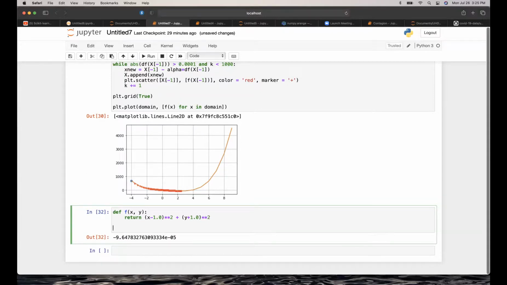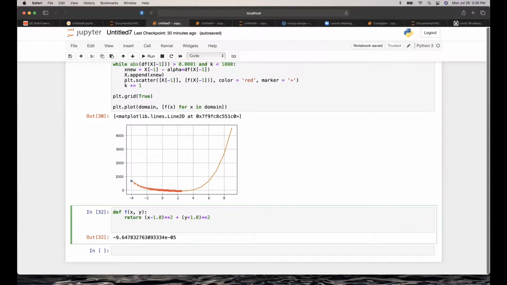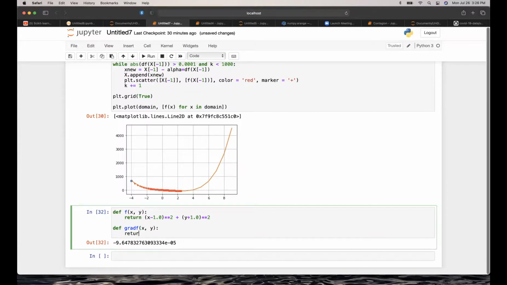Okay, so how can we do this? Actually, I want to just put in a vector instead of having two variables like that. No, we can just do two variables and it'll be easier to see. Okay, so here's the gradient. grad f for x and y. So return, how do I want to do this?